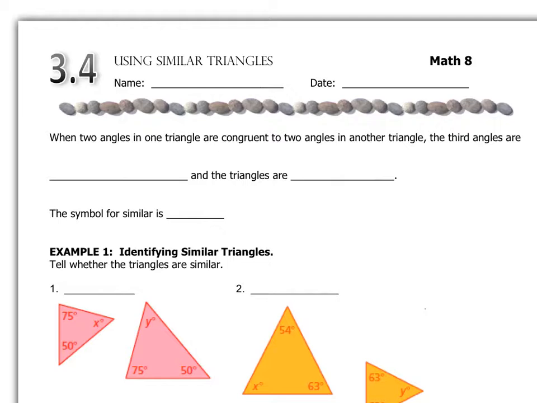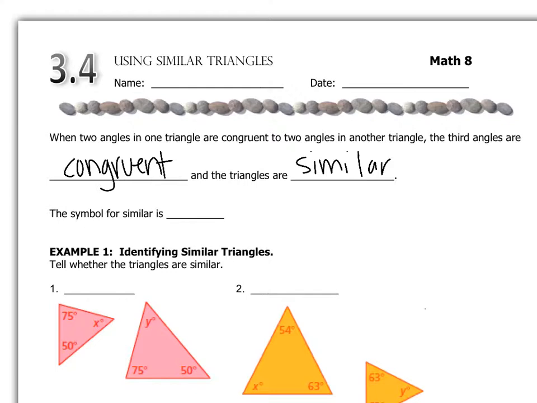So in terms of triangles, when two angles in one triangle are congruent to two angles in another triangle, the third angle is congruent and the triangles are similar. So there are two triangles that are not necessarily the exact same size, but they have all of their angles the same measurement.